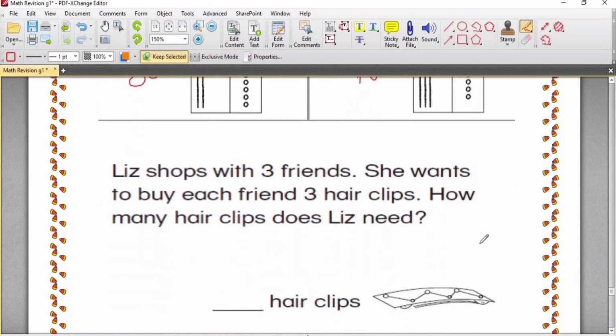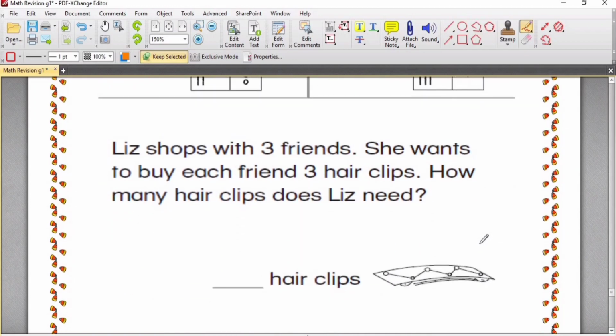That's great, really. Now let's see this question. He tells you that Lee shops with 3 friends, okay? She went to buy each friend 3 hair clips. How many hair clips does Liz need? Okay. So she goes with 3 friends and she wants to buy each friend 3. So that will equal what?